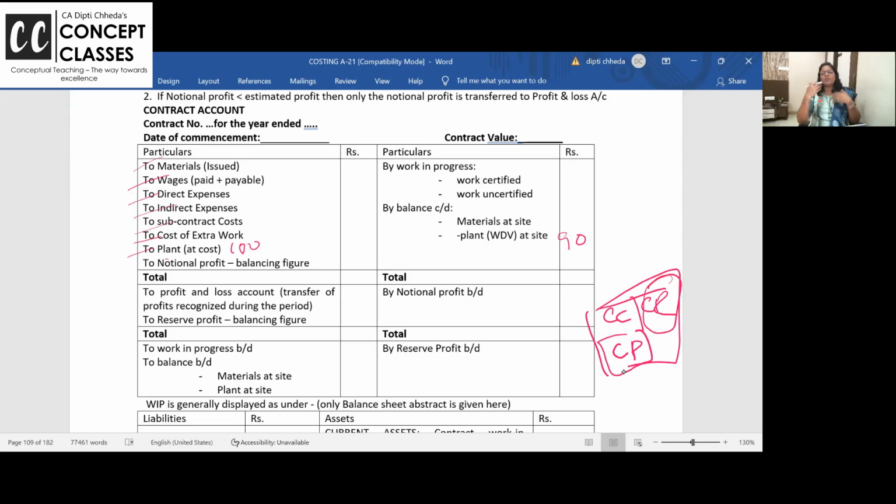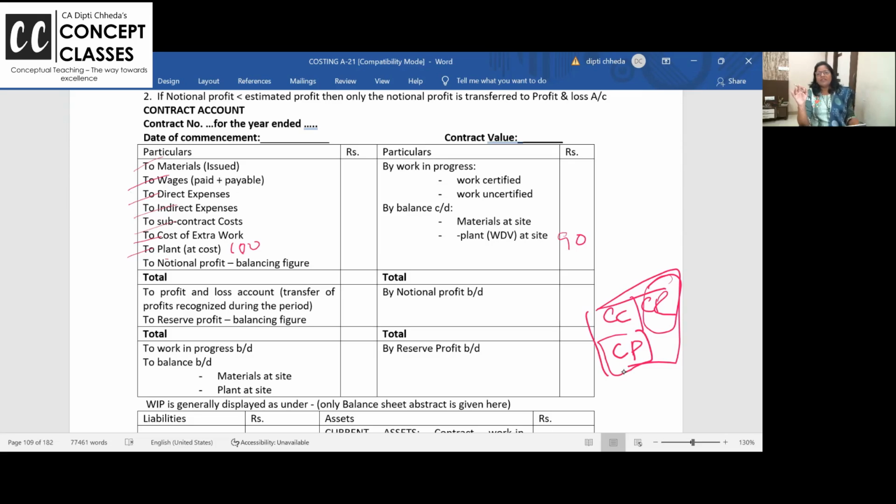Construction works go on for 2, 3, 4 years at various sites. So forget it, when the whole contract is over, we will recognize the profit. So for 2, 3 years there is no profit, and one fine day 3 contracts are over and you are getting profit. Is this correct? Answer is no.